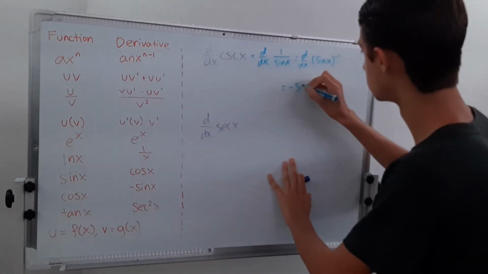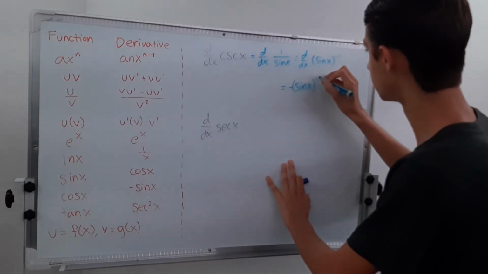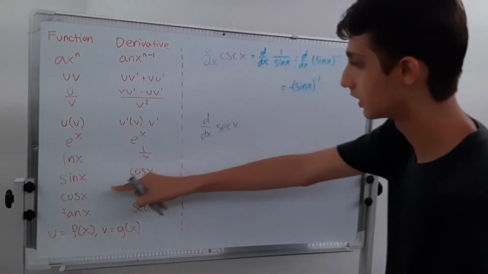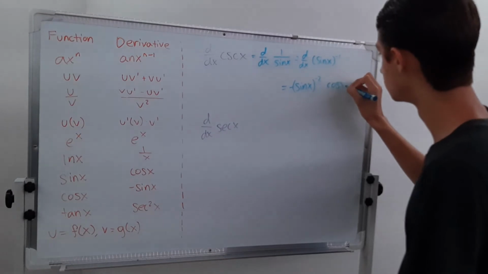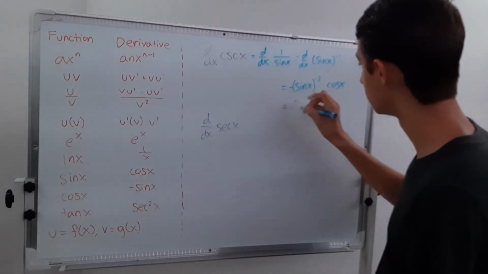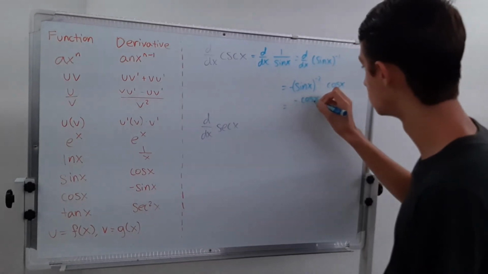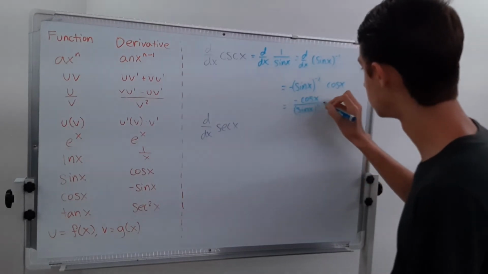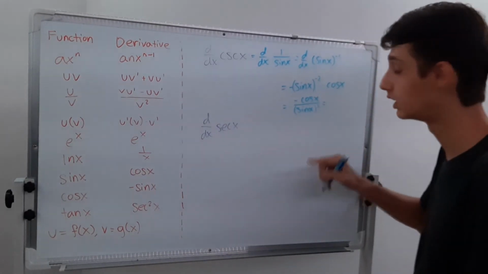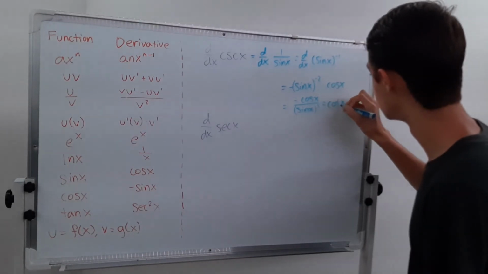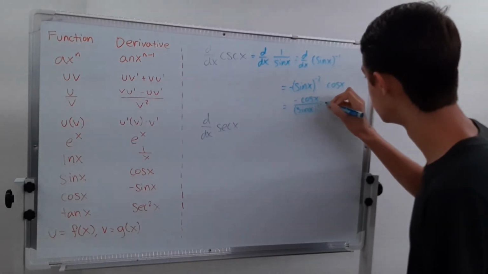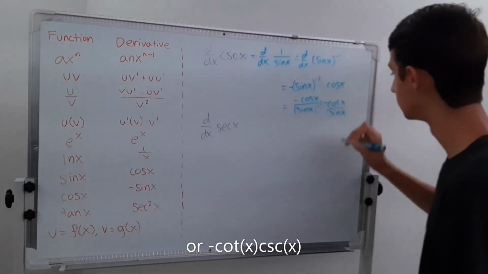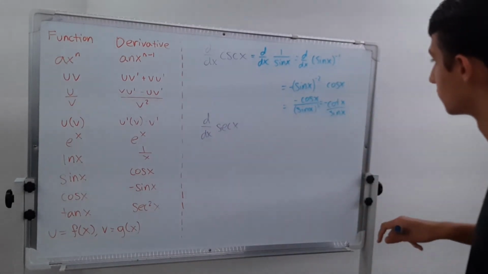sine x to the negative 2 power times the inner derivative. The derivative of sine x is just cosine x, which we can actually simplify because this is just negative cosine x over sine x squared. That's just equal to cosine over sine is cotangent. Actually, this is a negative cotangent, so it equals negative cotangent x divided by sine x. And that is your derivative of cosecant.